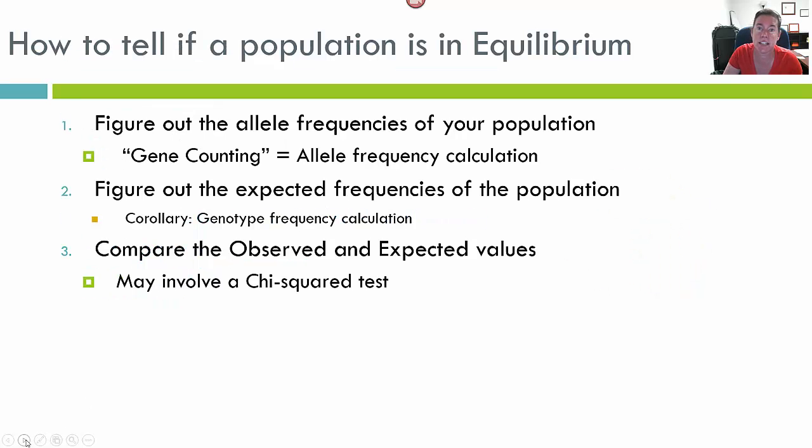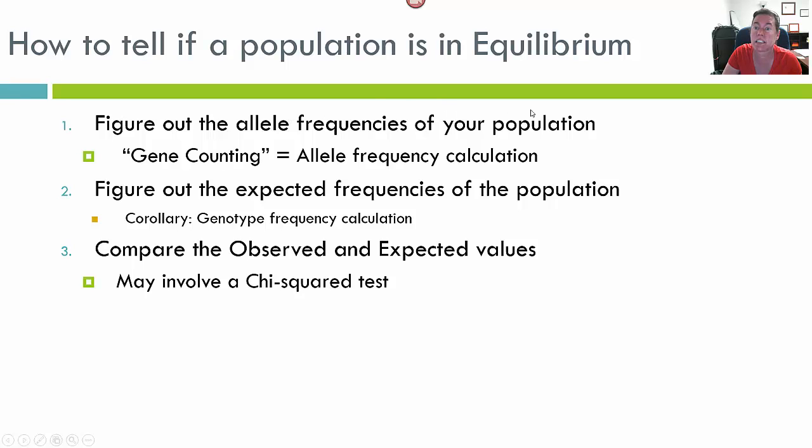So how do we then tell if a population is in fact in equilibrium? There are three steps. First, we figure out the allele frequencies of the population. This is known as the gene counting method. And basically what we're doing is counting the alleles, the frequency of each of the alleles. Then we calculate the expected frequencies of the population.